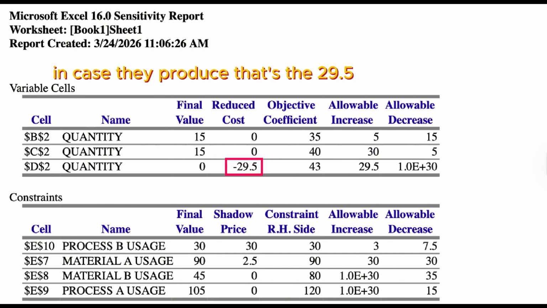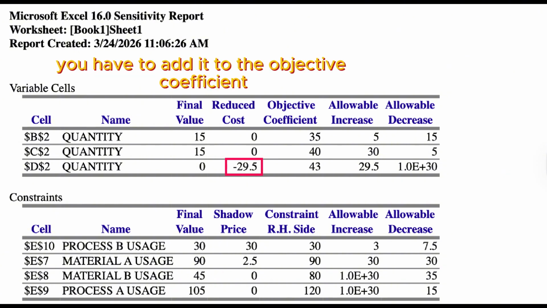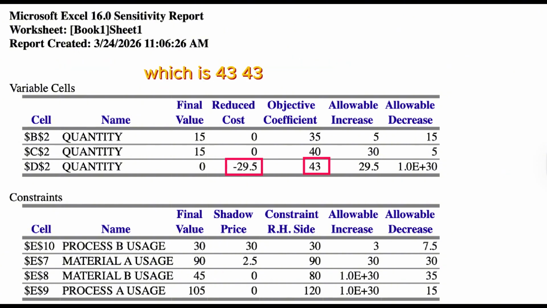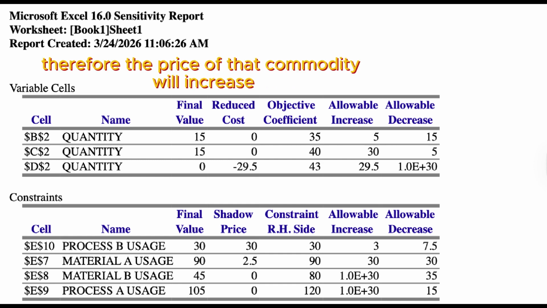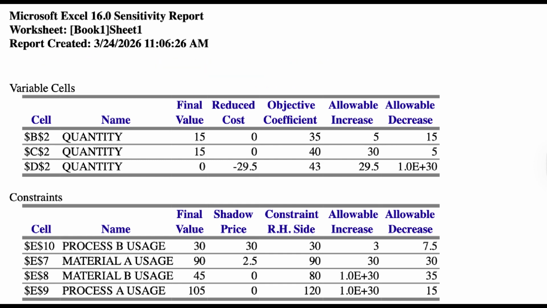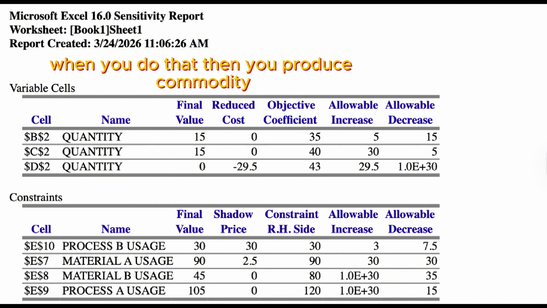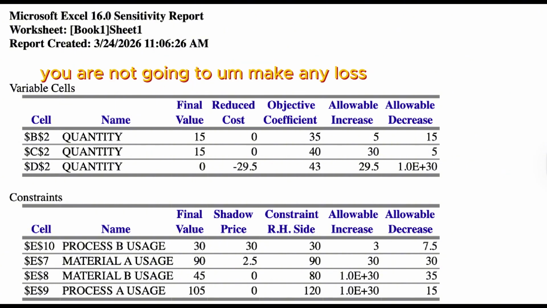That's the 29.5. They have to add it to their objective coefficient, which is 43. So you add your 29.5 to the 43. The answer that you get will be your minimum cost. It means you are adding the cost that you incur to the coefficient, so the price of that commodity will increase. When you do that, then you produce the commodity, you're not going to make any loss.